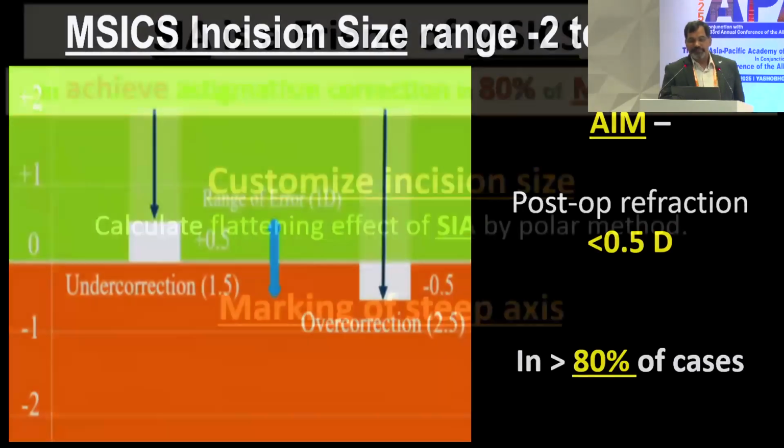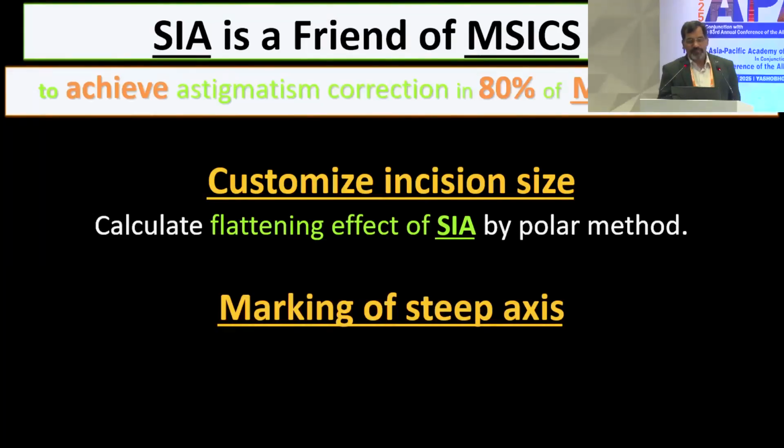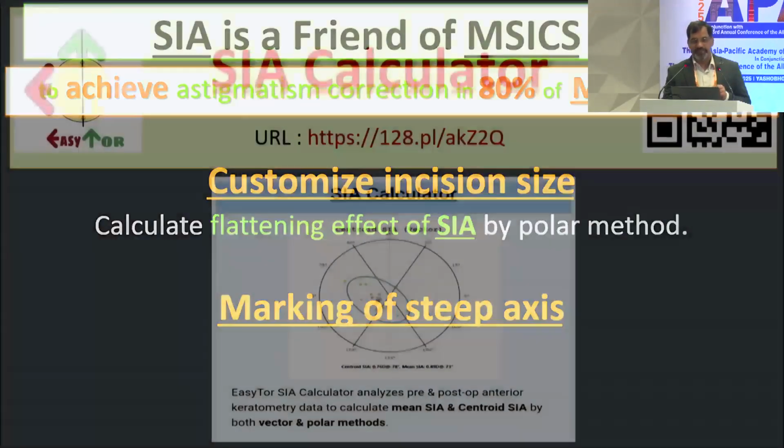So I will show you a study in which in 80% of cases we achieve the post-op refraction less than 0.5 diopter. So to make SI a friend for MSICS, we have to customize the incision size. For this, we have to calculate the flattening effect which is caused by the SIA, and we have to mark the steep axis properly at the perfect place.